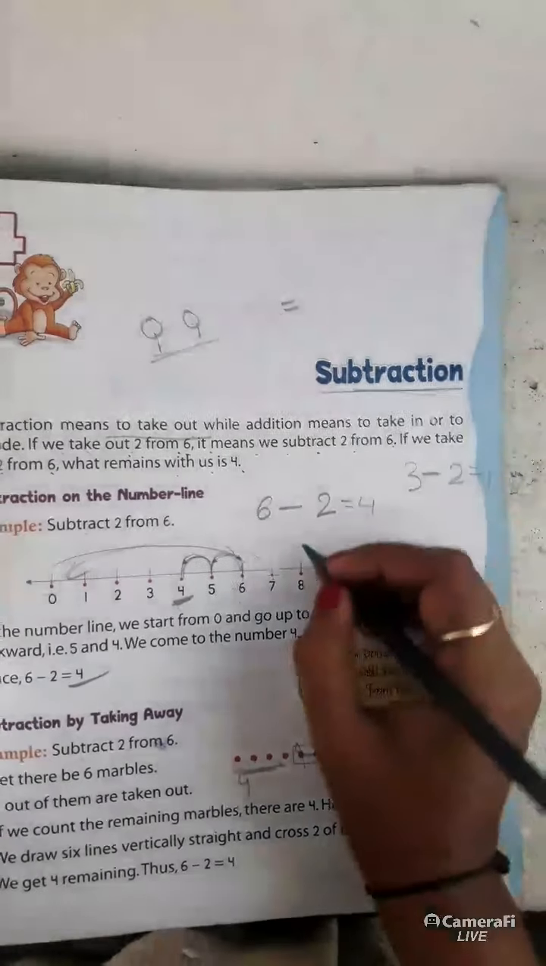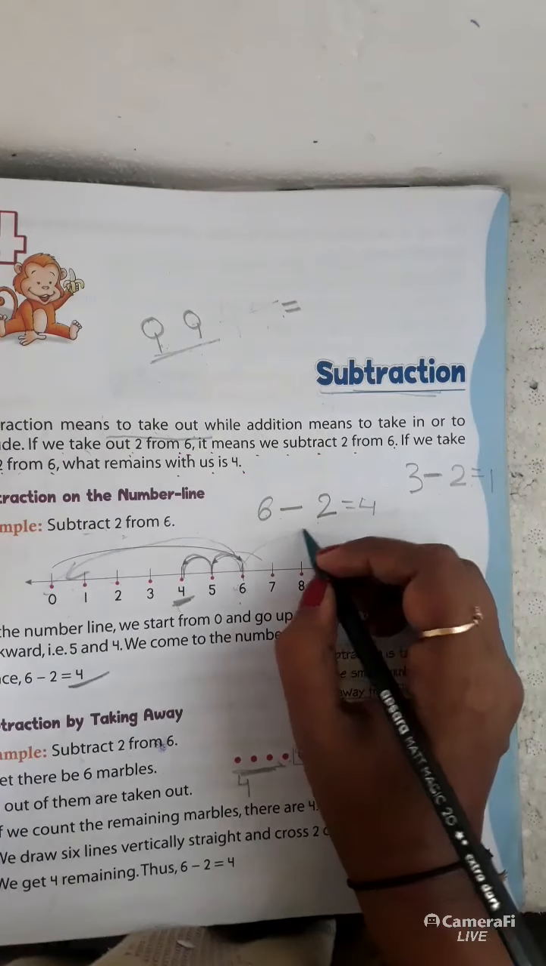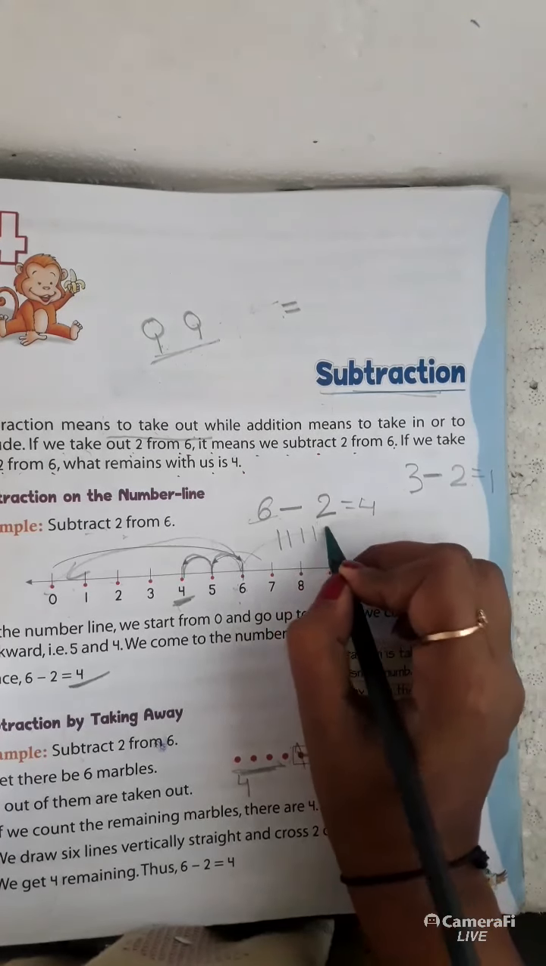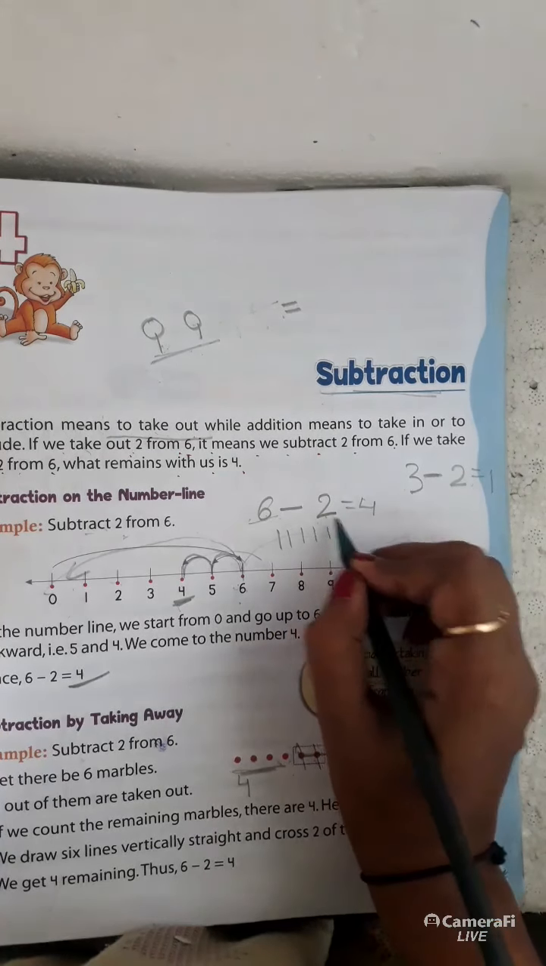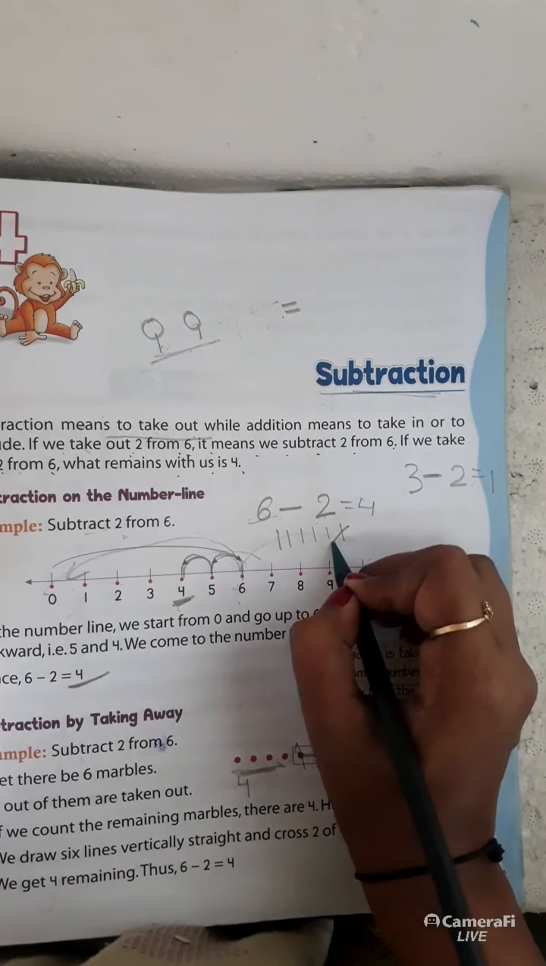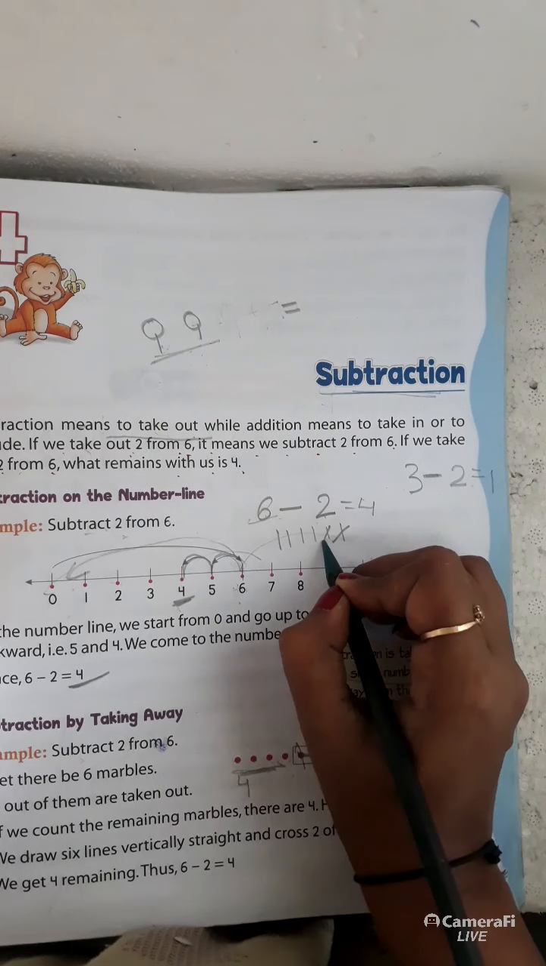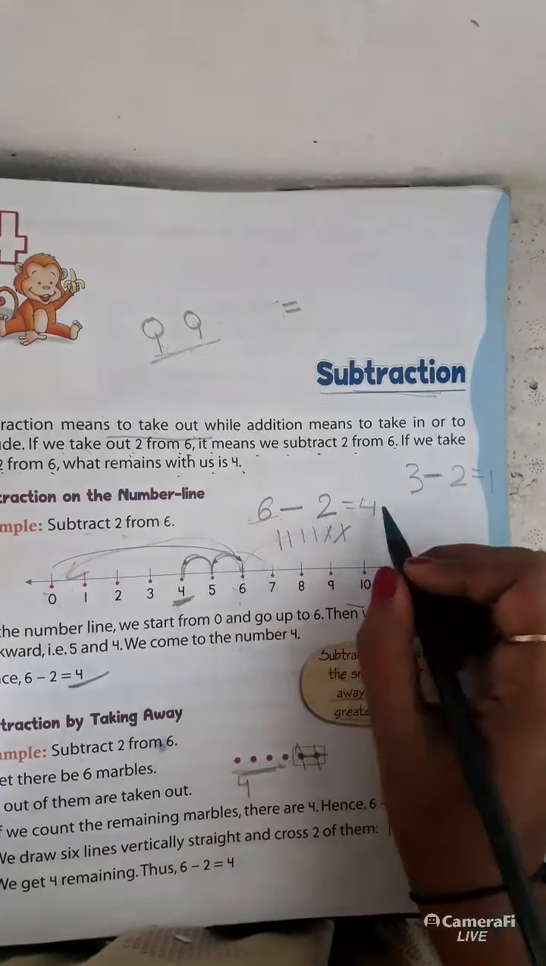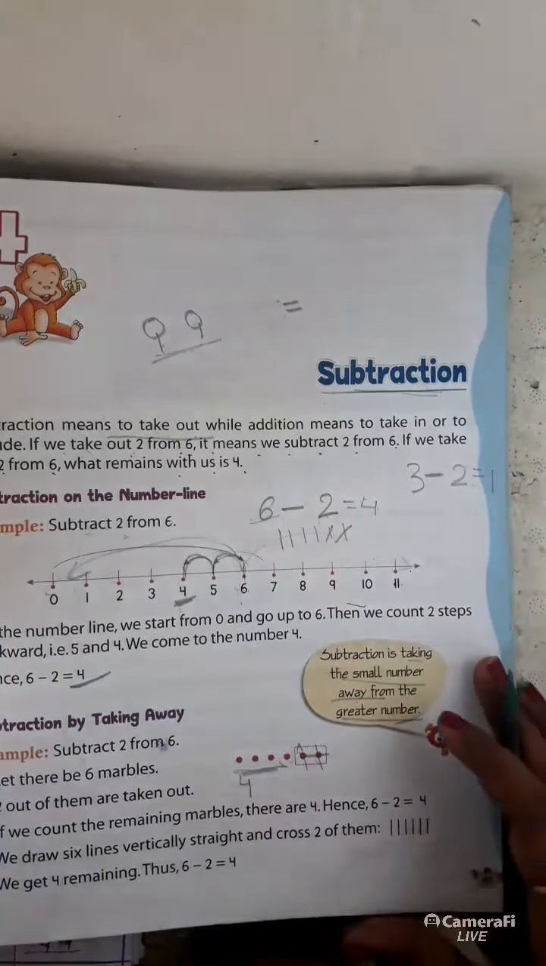Now I am going to show you with standing lines. 6: 1, 2, 3, 4, 5, 6. Minus 2 means we need to cut 2. 1, 2. How many standing lines are left? 1, 2, 3, 4. The answer is 4.